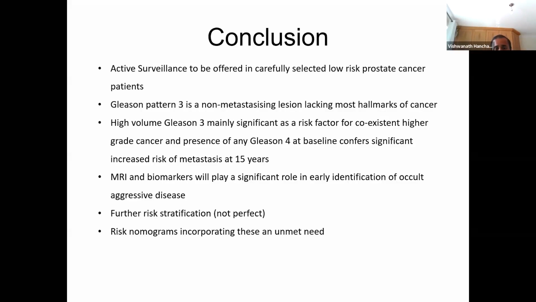Recently, the involvement of MRI and biomarkers might significantly change our active surveillance criteria and how we manage them in future. I think further risk stratification is essential as we are moving more towards targeted biopsies, and hopefully the nomograms, biomarkers, and MRI will help us make this life a bit easier.